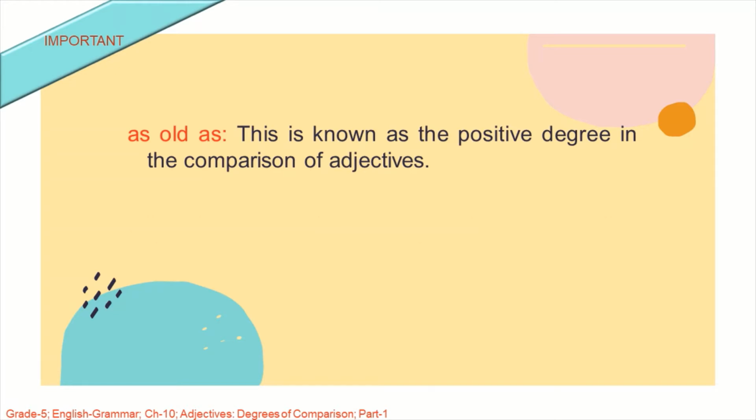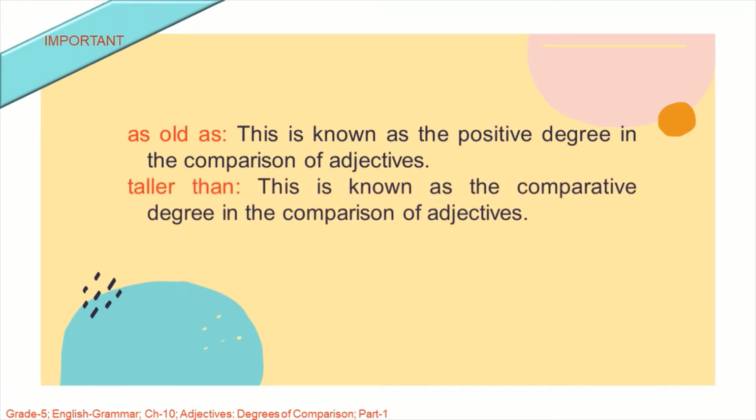Okay, then the second thing, taller than. When we have this phrase taller than, it means we are comparing something, and it means their number is 2 or more than 2. It means comparative degree. Okay, I told you in the previous slide that positive degree means 1, and comparative degree means 2. So here taller than, this phrase will be used in the comparative degree of comparison of adjectives.